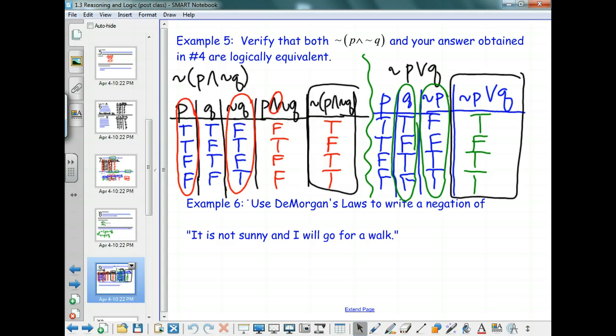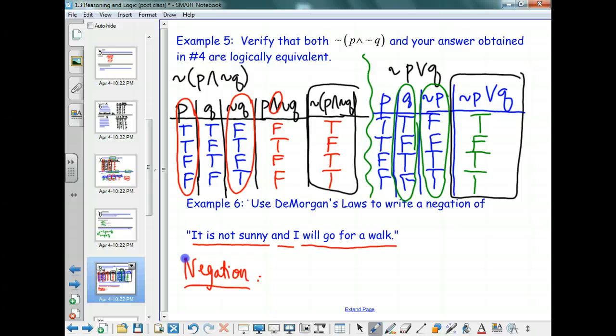I want to write the negation of the statement, it is not sunny and I will go for a walk. So what would I write first? So I want my negation of this. So there's three pieces of information here, right? There's the first piece. That's the second piece. And this is the third piece, and all of them need to be changed. So somebody change the first piece for me.